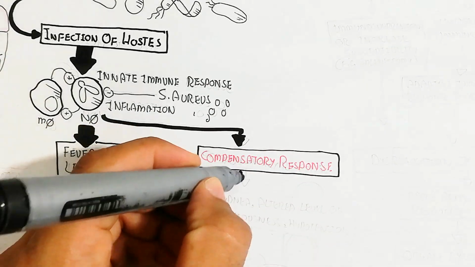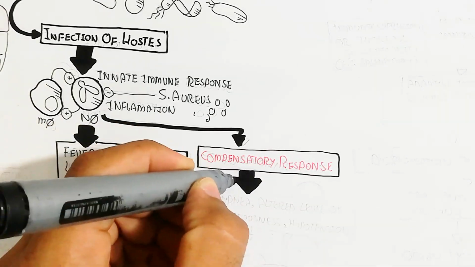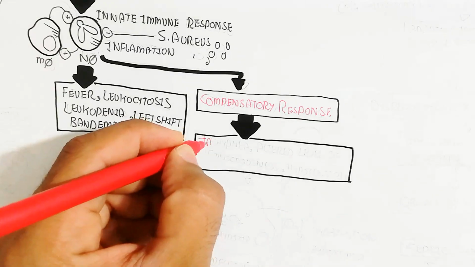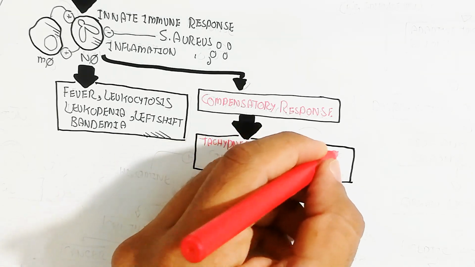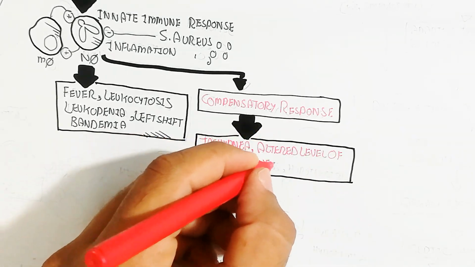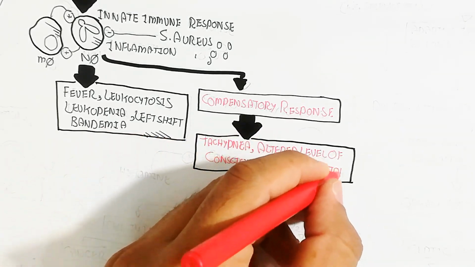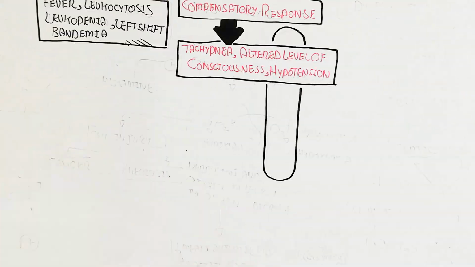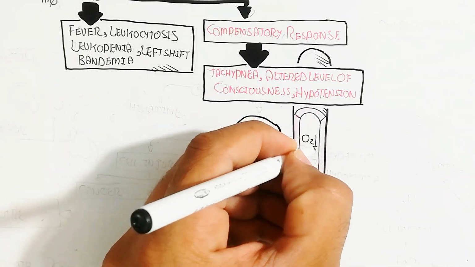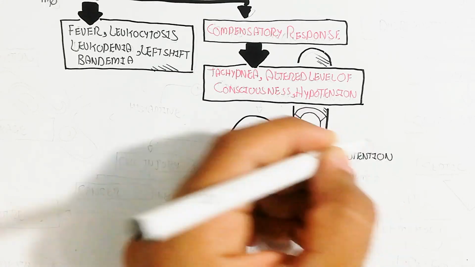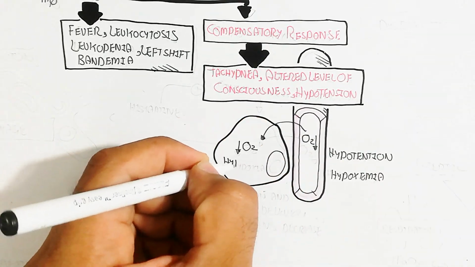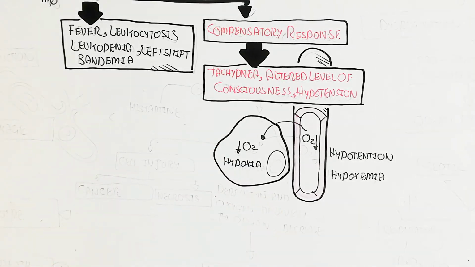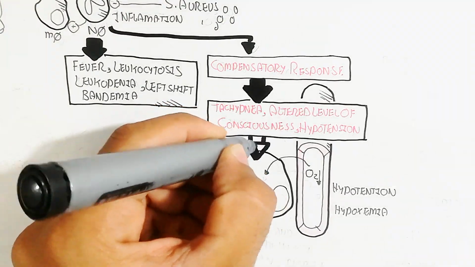Anyhow, we will now understand the compensatory response. The compensatory response is tachypnea, altered level of consciousness, and hypotension. Hypotension is due to the histamine also, and histamine is a vasodilator, remember, not a vasoconstrictor. So in this way, infection of the lungs and low blood pressure will lead to low oxygen.